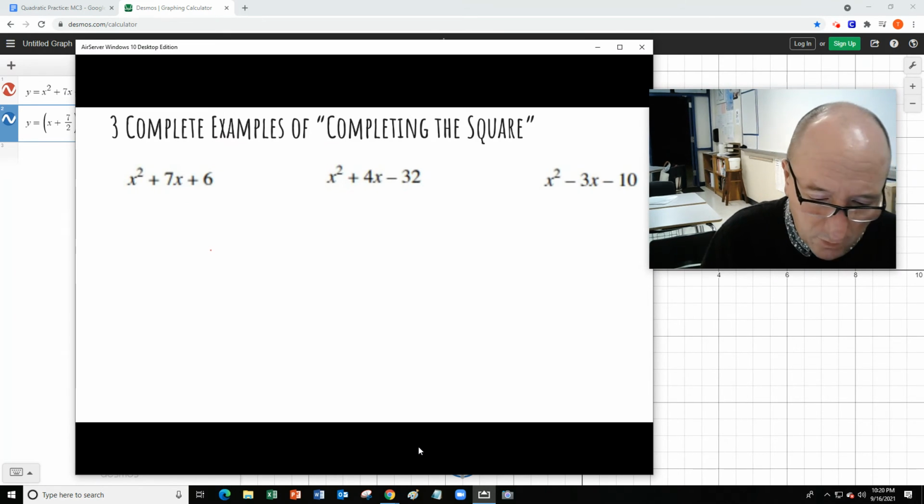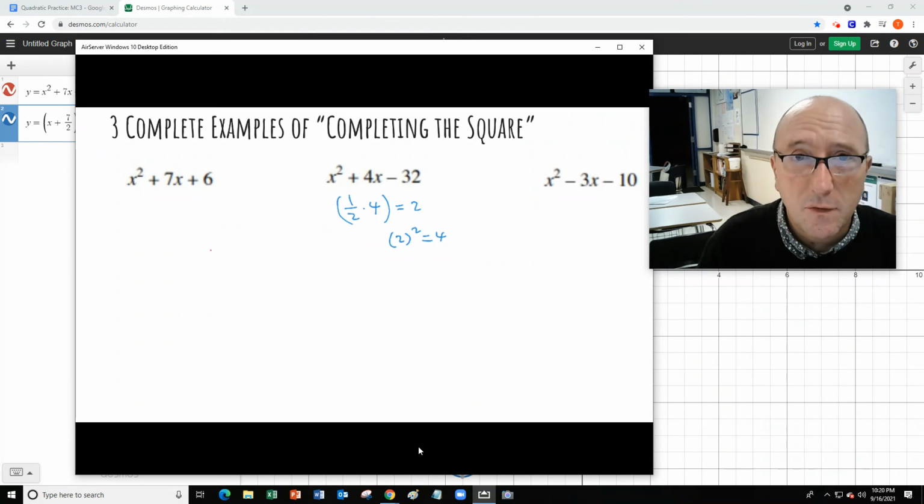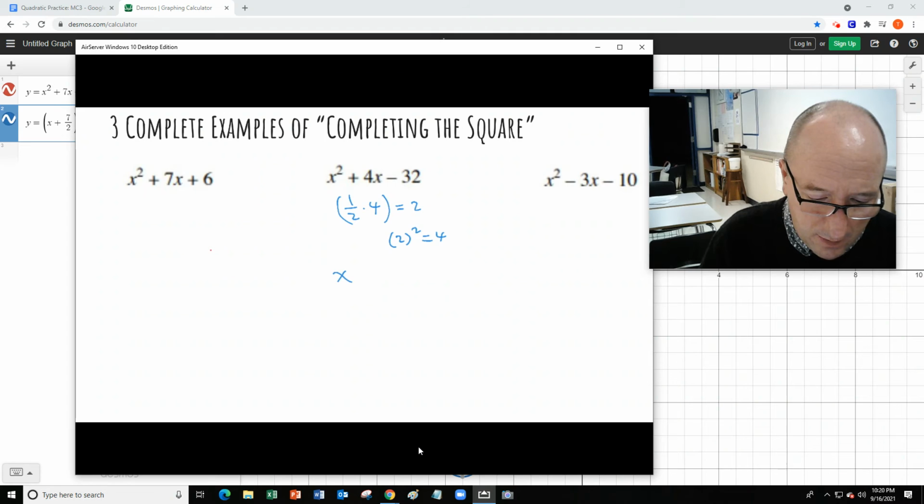Same technique. I'm going to take 1/2 of 4, and that is going to give us the number 2. We're going to square 2. That's going to give us 4. We're going to add and subtract the number 4. X squared plus 4x plus 4 minus 32.